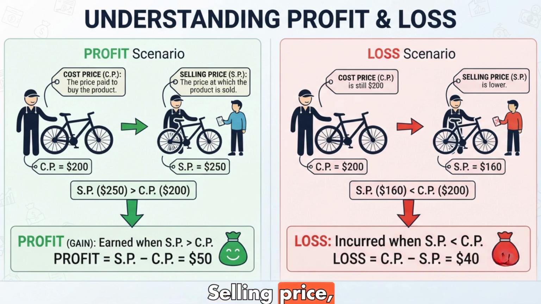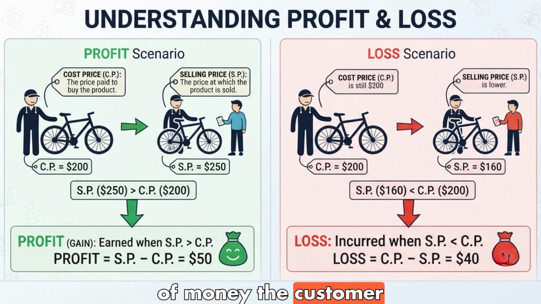2. Selling price, SP. The selling price, SP, is the final amount of money the customer pays to the seller to purchase the product. This is the revenue the seller generates.